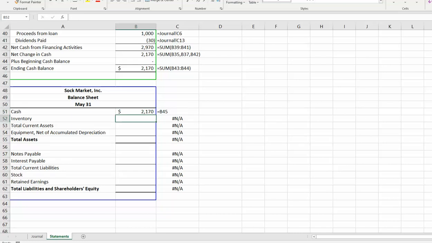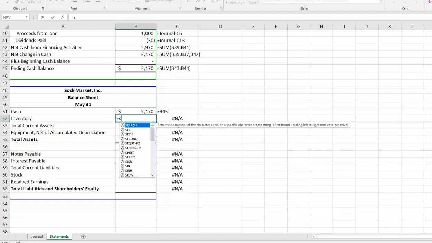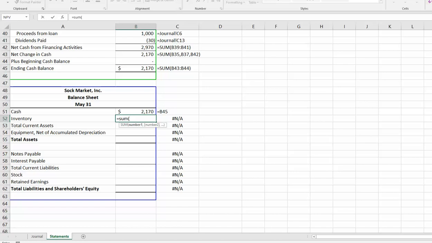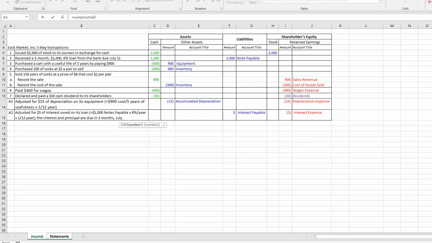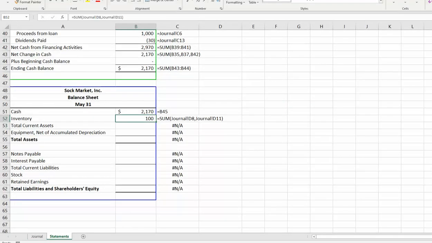For inventory and the rest of them, we're going to go equal sum. The reason is that we probably have more than one transaction affecting an account, so it's best to always say equal sum. Then click on the journal, hold down your command or control key, and look for inventory. Every time we see inventory we click on that amount. I see inventory, so I click on 400. I'm still holding down my command or control key, and here's another. You can see the ending balance is going to be 100. Now I hit enter, and there's my 100 in my balance sheet.